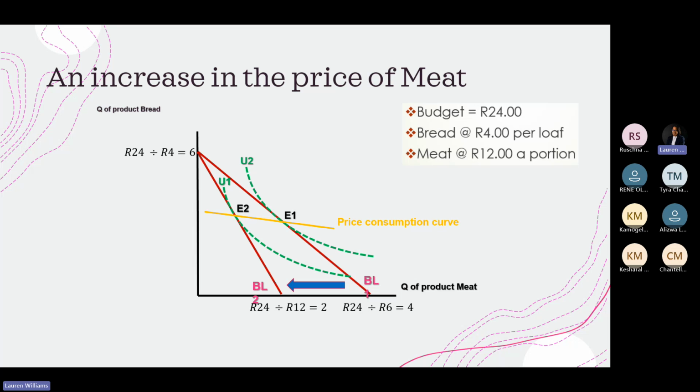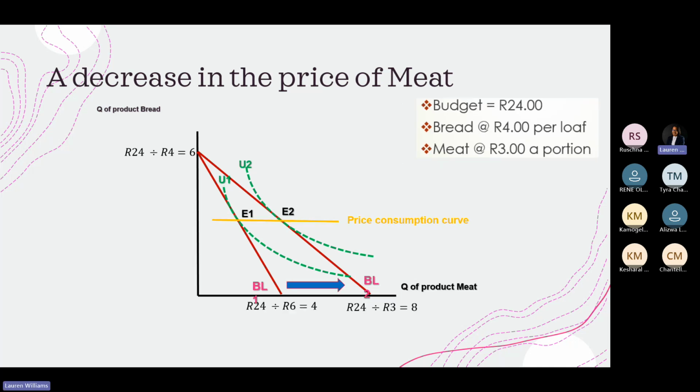Okay. So again, now if there's a decrease in the price of meat, remember, if it becomes cheaper, we will then be able to consume more. So our budget line will swivel outward. Okay. So in understanding, your budget is still 24 Rand divided by, if the price changes now from 6 Rand to 3 Rand, your budget line will essentially swivel outward.